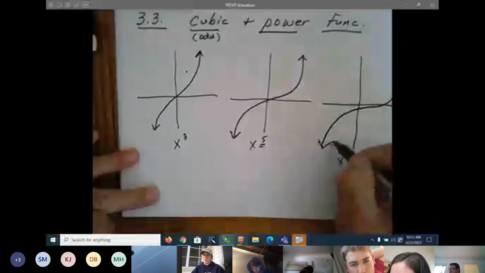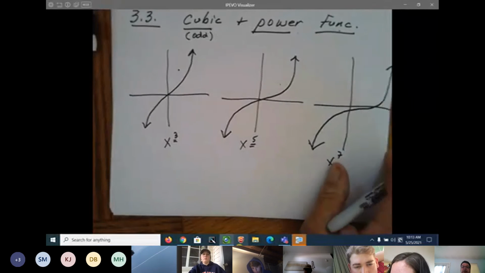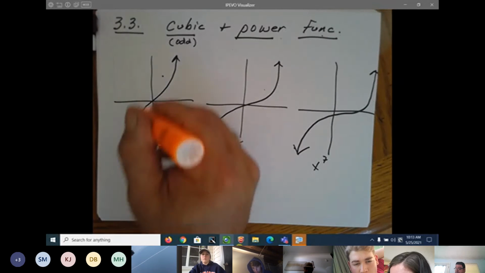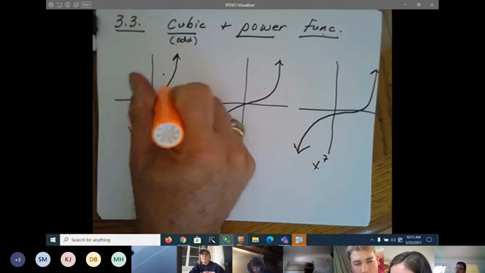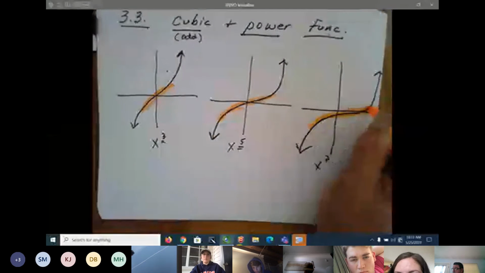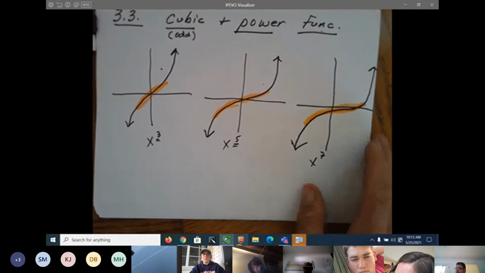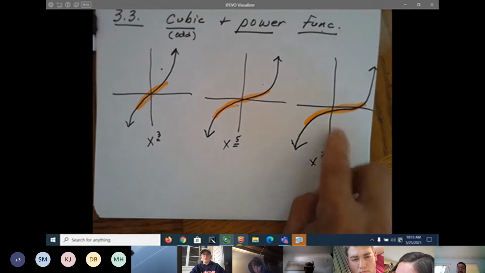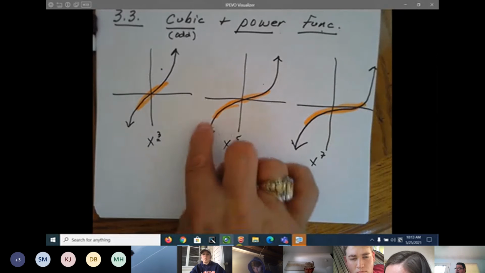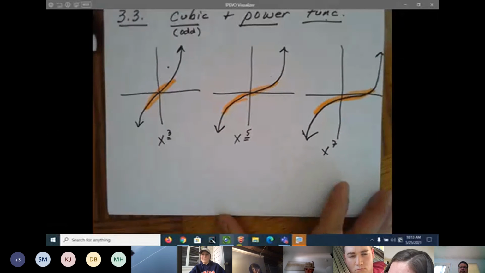Ooh, I messed that one up. The higher the degree of your odd functions, the more flat this area right here is going to be. That's supposed to be going through the origin, but I didn't do so well going through the origin. Anyway, x to the ninth would be even flatter than this one. And eventually you get to where you have hidden behavior and you have a max and a min. And we'll get into that later also in Chapter 4.